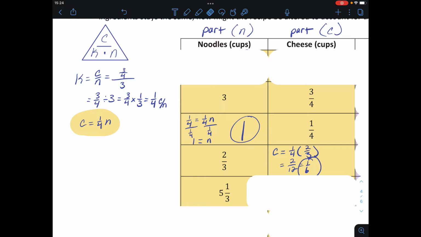Pause the video here and try to find the number of cups of cheese that would go with 5 1/3 cups of noodles. You can use an algebra strategy like me or pick your own.